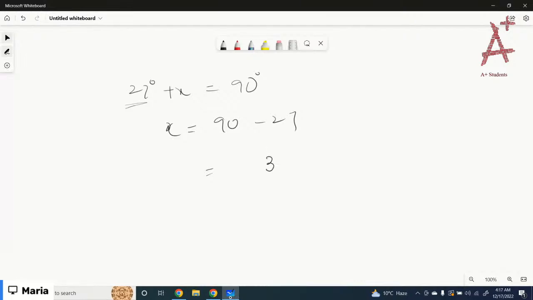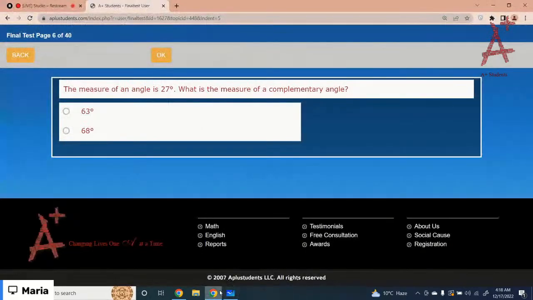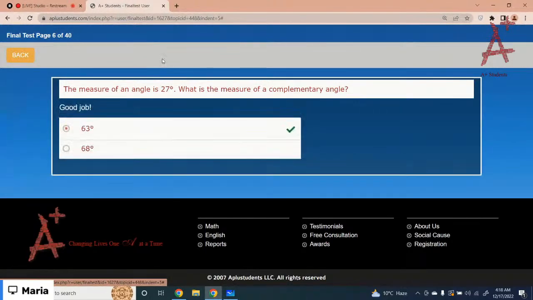10 subtract 7 is 3 and 8 subtract 2 is 6. So it would be 63 degrees. Complementary angles are the angles that sum up to 90 degrees. That means 27 and the other angle have the sum 90 degrees. You are given 27. You have to find the other angle. So x equals 90 minus 27. Got it? So it is 63 degrees. Got it, everyone? So select the correct option, then click on the OK button.